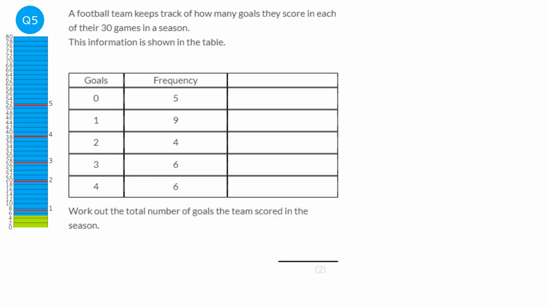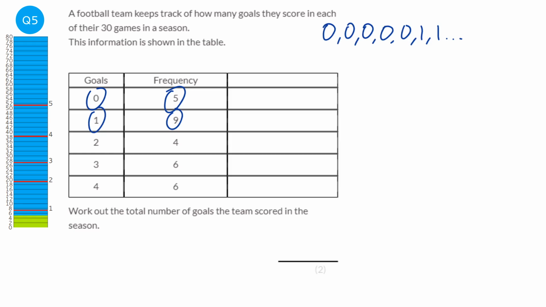If you imagine these numbers written out as a list, there would be 5 lots of zeros. So 1, 2, 3, 4, 5. There'd be 9 lots of 1. So 1, 1, etc., etc.